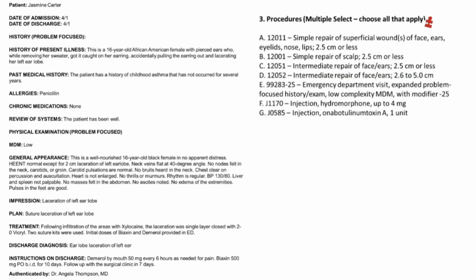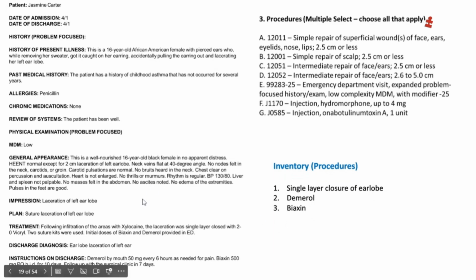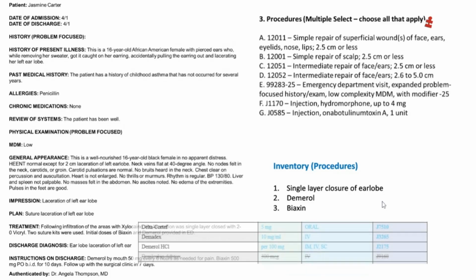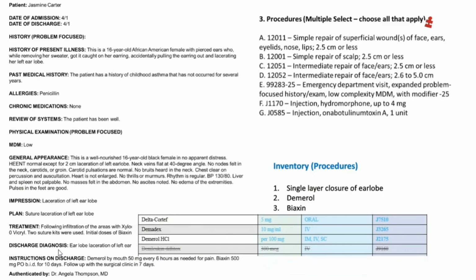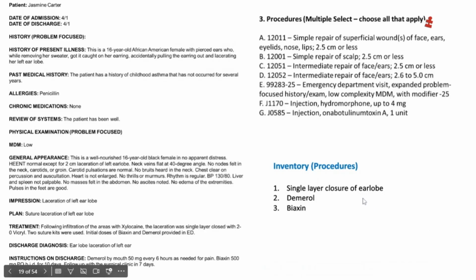Now we're moving on to the procedures, right? So what took place? Well, I'm going to inventory from this documentation, down in the plan and the treatment. I was able to see that this patient had a single layer closure of the earlobe, right? I kind of got a little ahead of myself. Let me take that off. A single layer closure of the earlobe. There's no doubt about it.